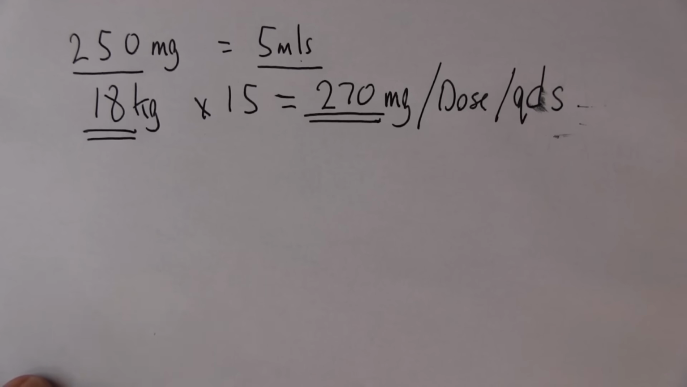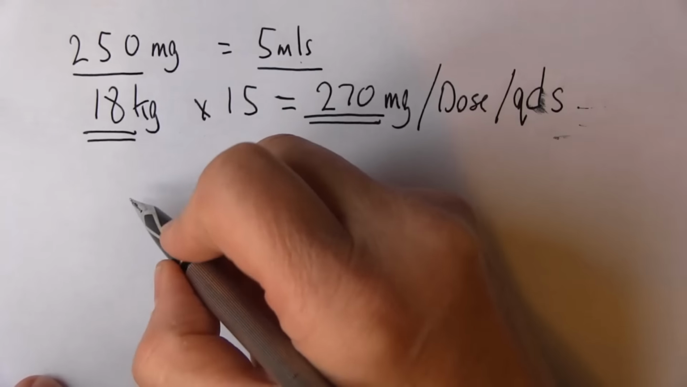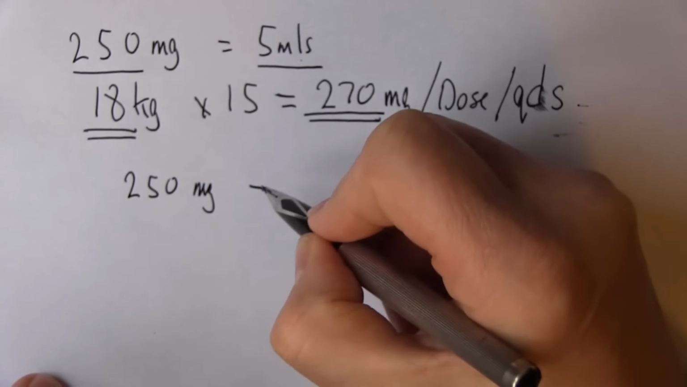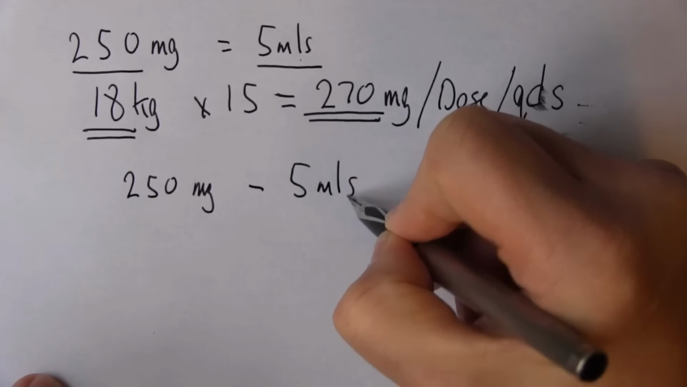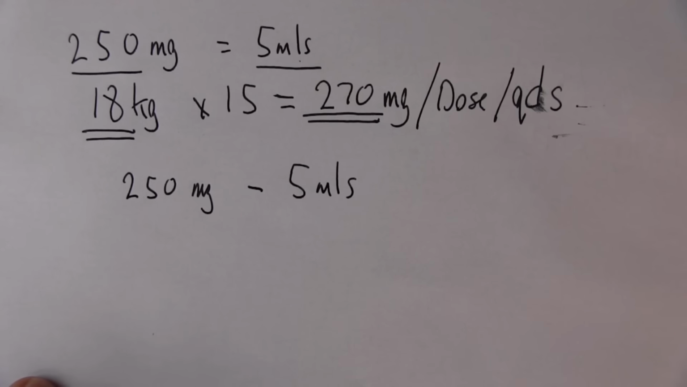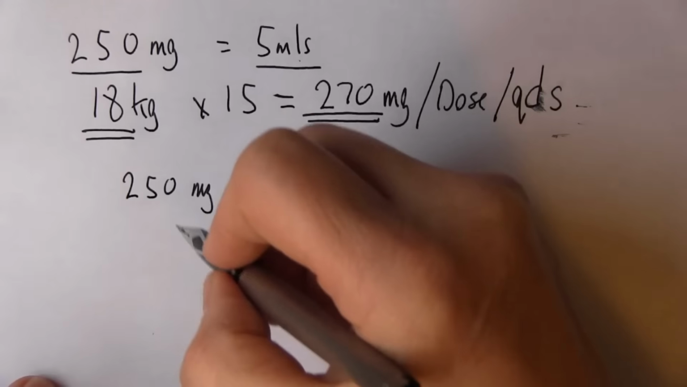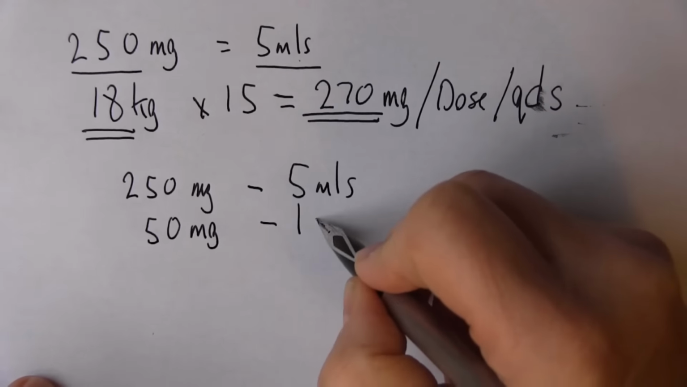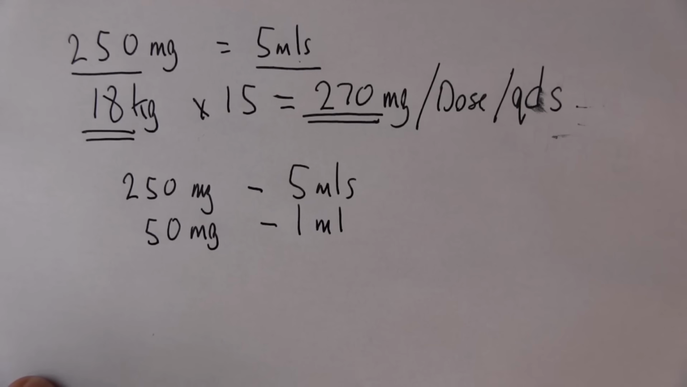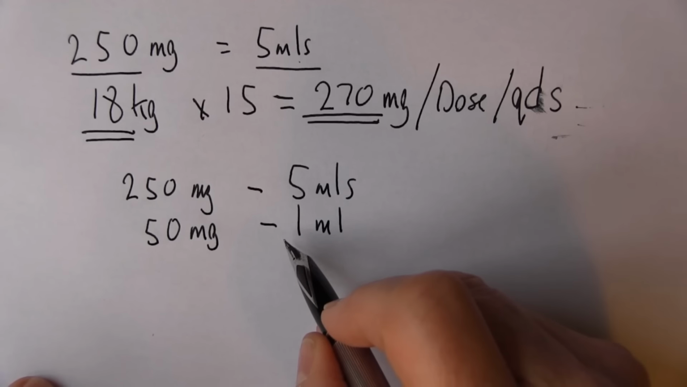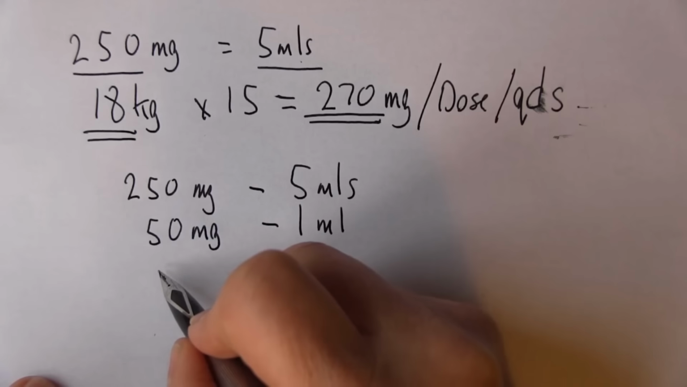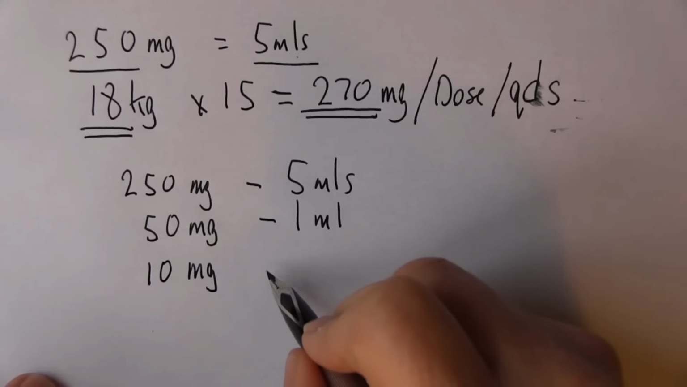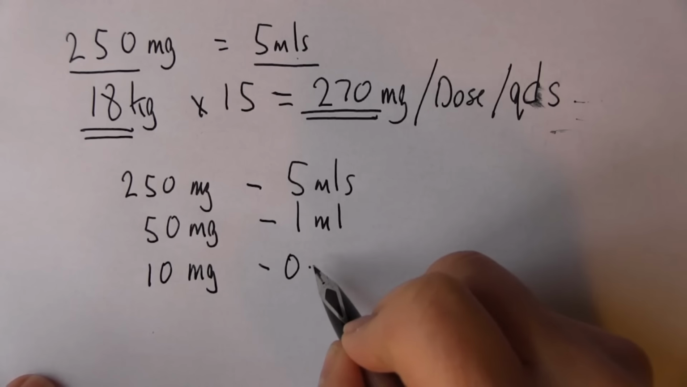Now, my sort of traditional old-fashioned way is something like this. So we know there's 250 milligrams, and that equals 5 mils. That's what we know already. Now, if we divide each of these by 5, we will get 50 milligrams, and that's going to be in 1 mil. But if we divide that by 5 again, that would be 10 milligrams. And the 10 milligrams would be in 1/5 of 1 mil, which is 0.2 of a mil.